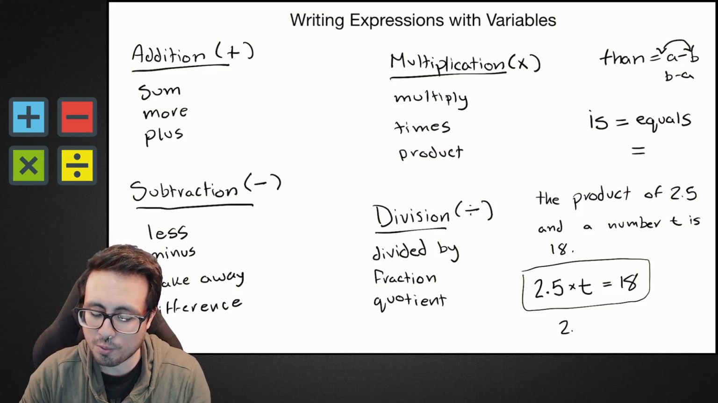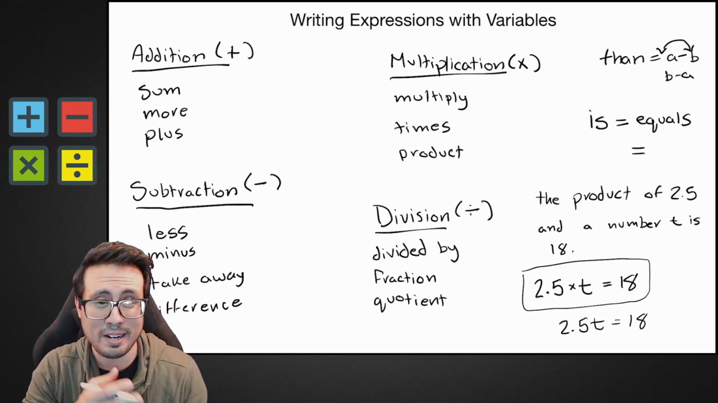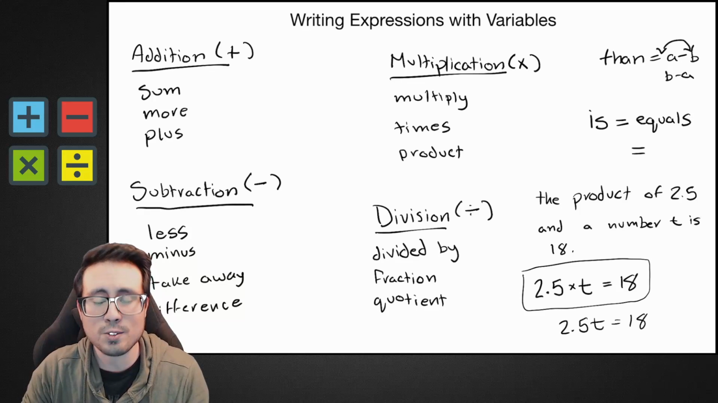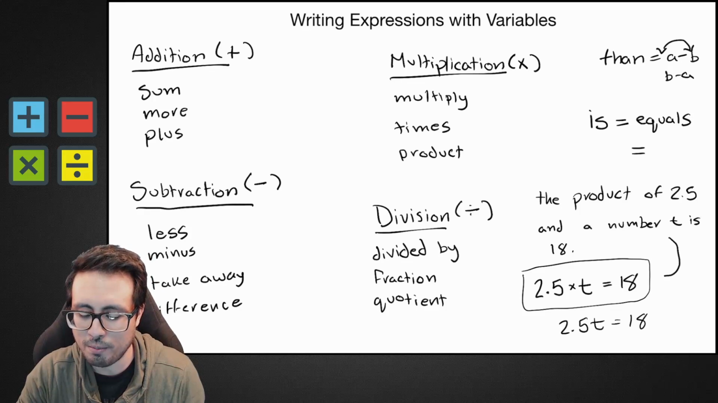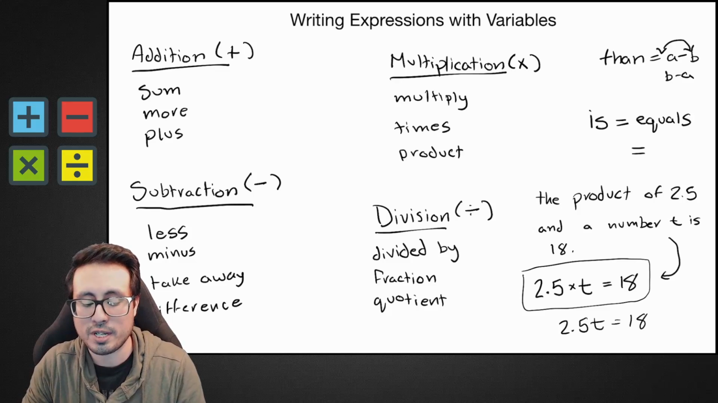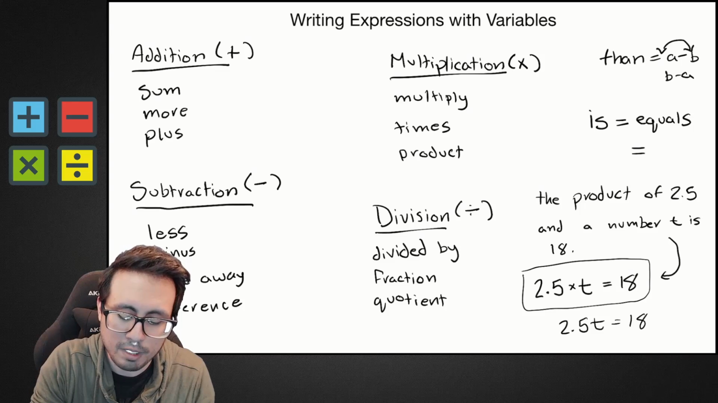And if you just wanted to write it as 2.5t is equal to 18, you could do that too, because we know that when a variable and a number are next to each other, then they're being multiplied, right? So this would be turning this word problem into an algebraic expression. Product of 2.5 and a number t is 18. 2.5 times t is equal to 18. Awesome. Let's look at another one.